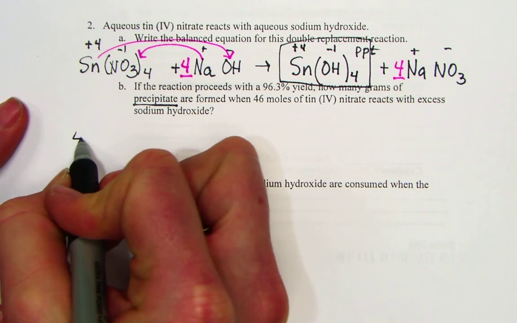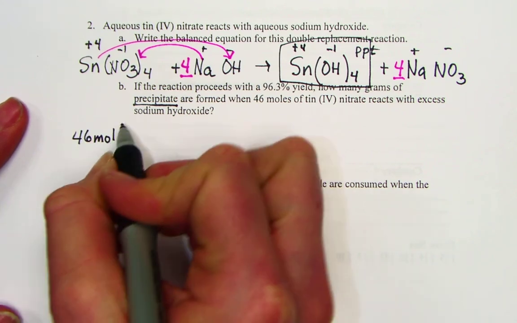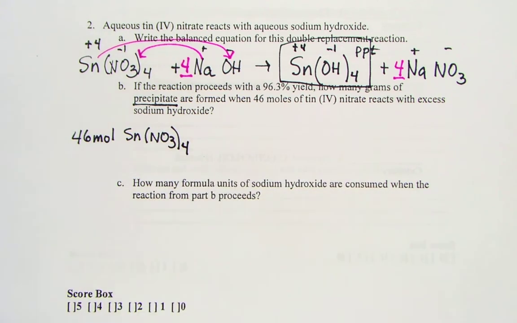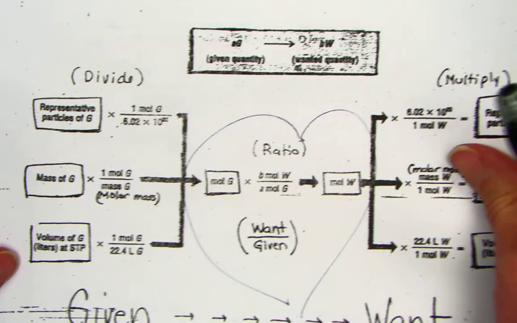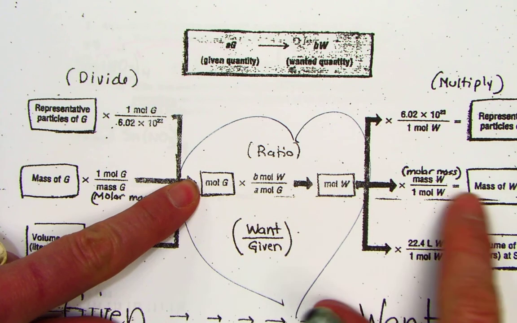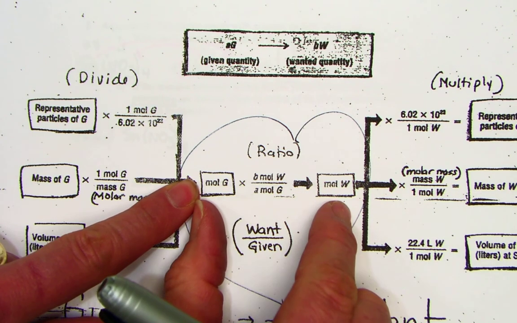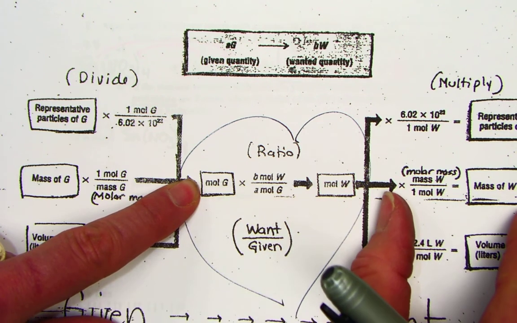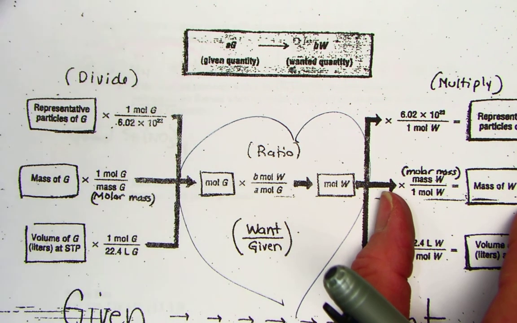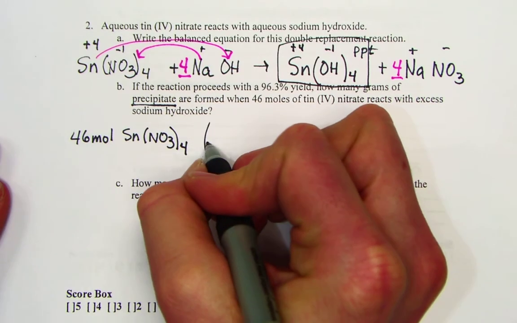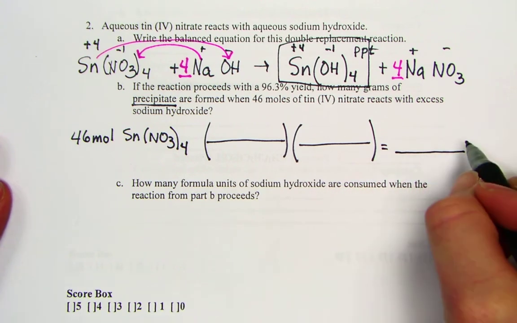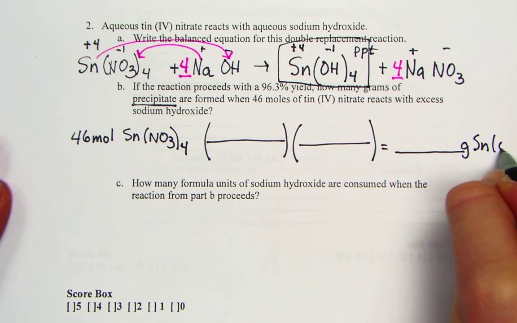If we start our problem with 46 moles of tin 4 nitrate, that places us already in the center of our stoichiometry map. If we're given a mole and asked to calculate mass, we need 2 parentheses. We're already in the heart of our problem where we want over given ratio, and we'll use the molar mass of our precipitate, the product tin 4 hydroxide. I'll get my 2 parentheses ready so I can see the target. Where we want to land is grams of tin 4 hydroxide.